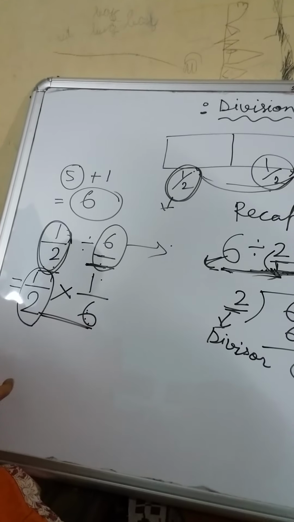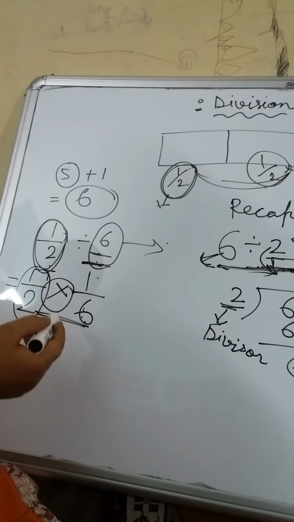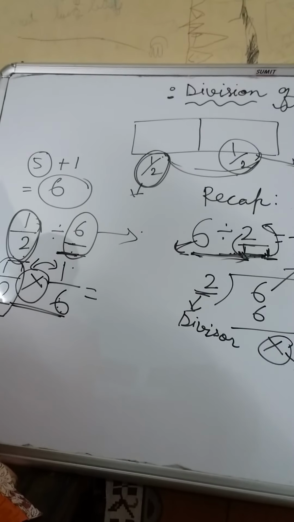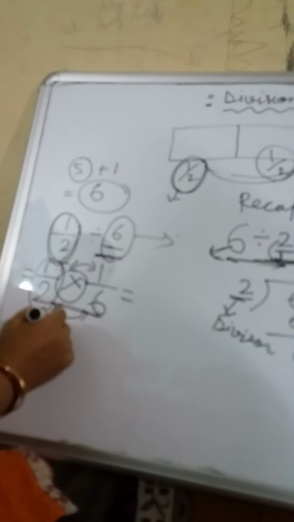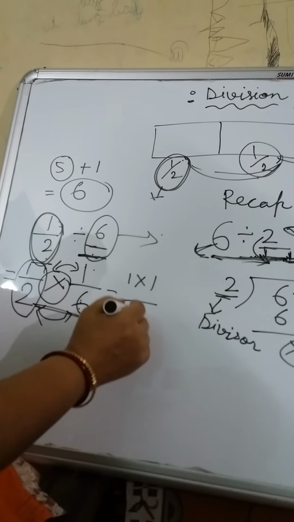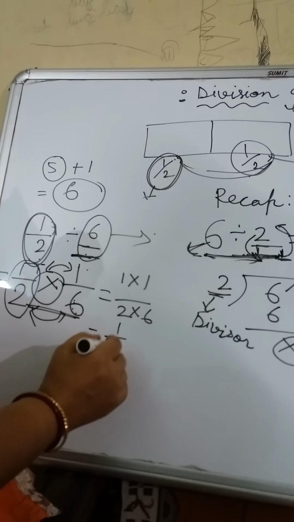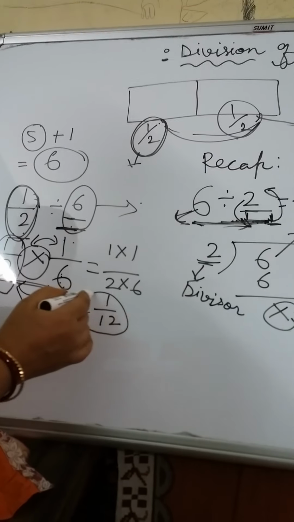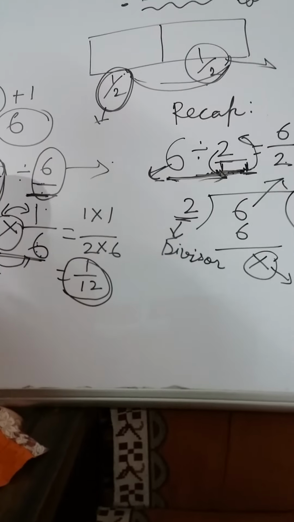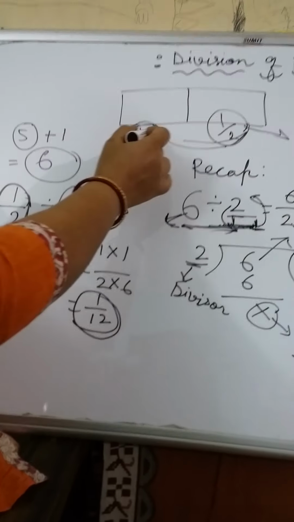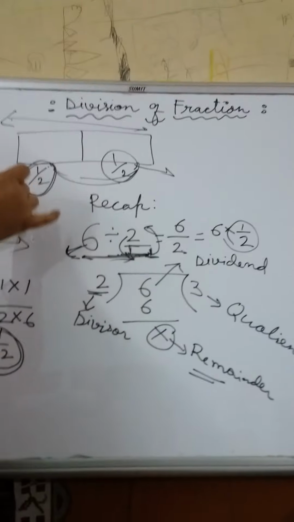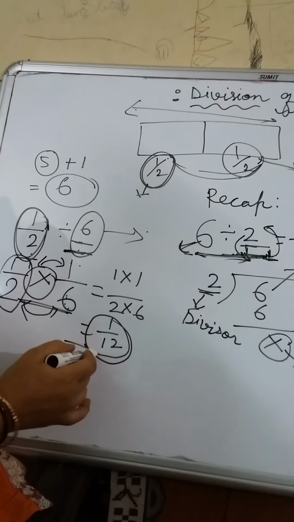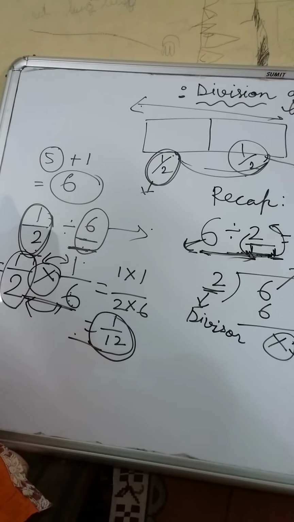Now it is a multiplication only, and you have all learned how to multiply two fractions. That means numerator into numerator and denominator into denominator. So we can say each of your friends will get 1 by 12 part of the original chocolate. 1/12 part of that original chocolate each one of your friends will get.